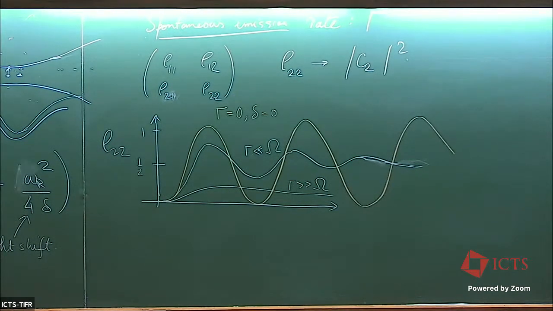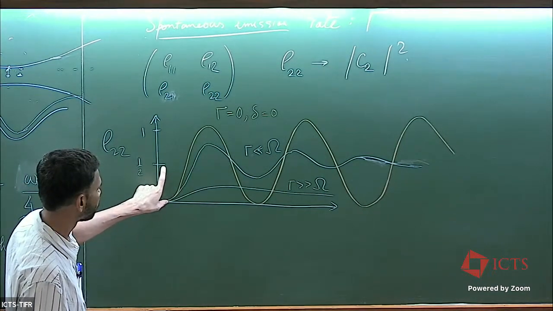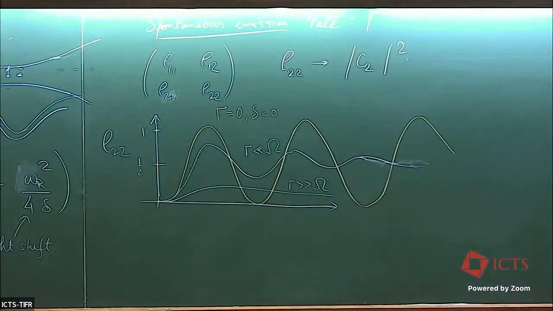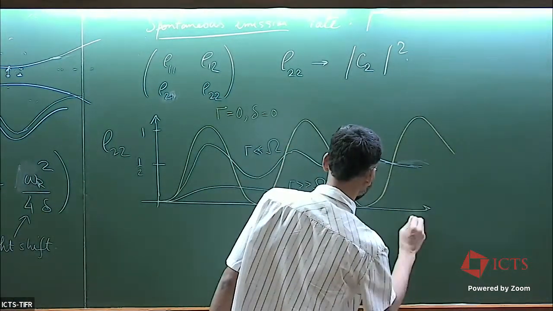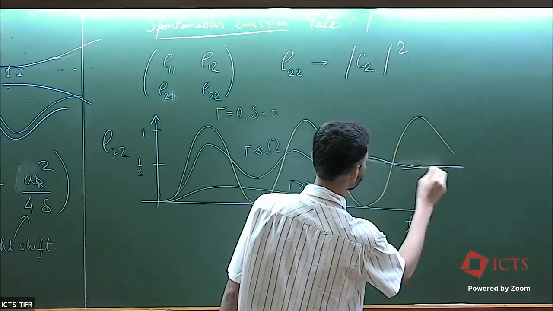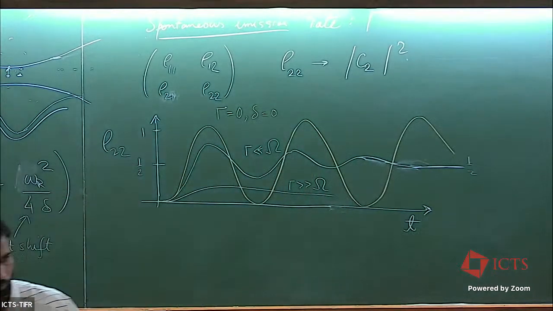So is it okay to start that graph of rho 2 2 from half, like exceed half? I mean, population inversion cannot be in a two level system. I don't see how you will do that. Sorry, what you are saying is right, but I should have labeled this. This is time. So at the end, it is half. What you are saying is the steady state picture.